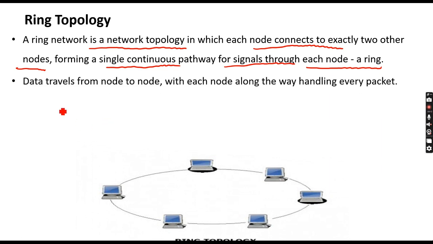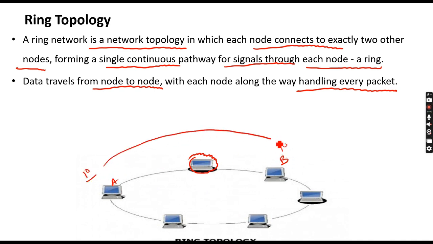Make sure that in this the data travels from one node to another node, with each node handling that particular packet. For example, let's say this is your PC A and it wants to communicate with PC B. You have two paths. It can go directly or it can go via this one also. But each and every packet will be handled by every computer in the path. Let's say you have 10 packets you want to forward. If they go via this one, all 10 packets will be handled by this computer as well.